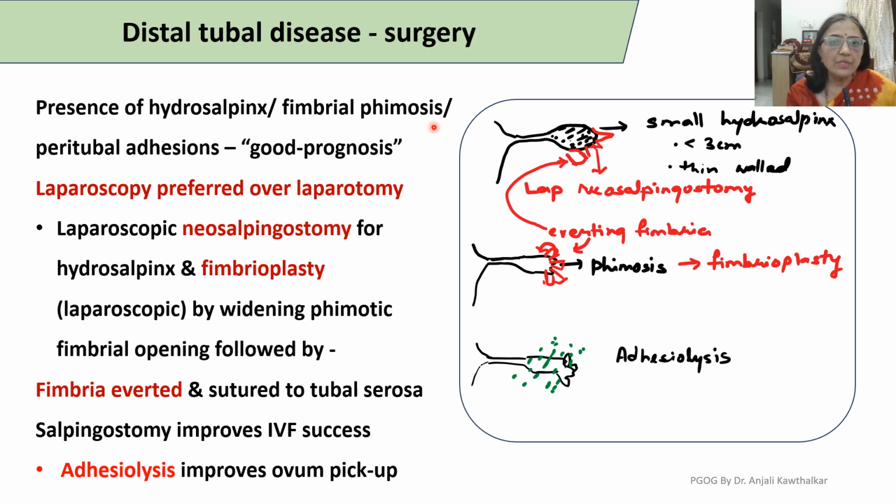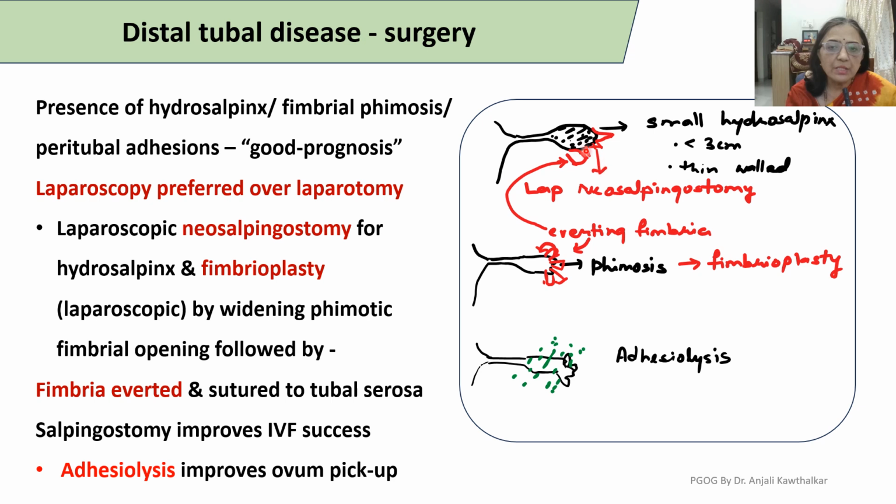So the surgery which is done for the good prognosis cases is for these conditions: there can be a small hydrosalpinx less than 3 centimeters, or there can be fimbrial phimosis, where the fimbrial opening is small, or there can be presence of peritubal adhesions. These are the three scenarios where we say it is a good prognosis case. A small hydrosalpinx with thin wall and lush endosalpingeal mucosa with the presence of mucosal folds.